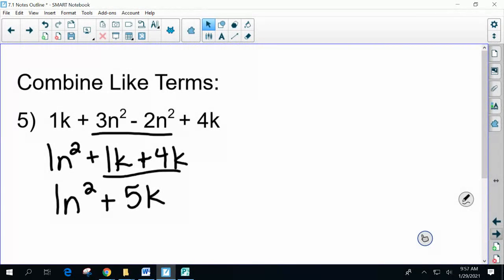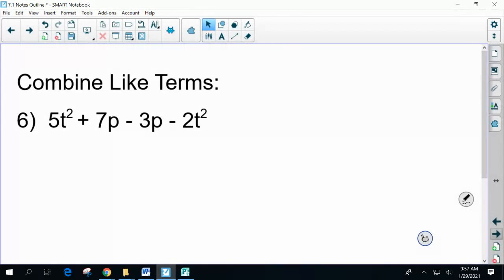5k. Okay, so the last thing is I don't actually have to have this 1 in front of the n squared. It's not wrong if you have it, but you don't have to have it. Once you get into Algebra 1, you won't really ever write it anymore. And generally by the end of 8th grade, you won't write it anymore, but you can drop that off and just have n squared plus 5k. So this isn't wrong to have it. It's just not necessary to have it. Okay, I would like you to try number 6.